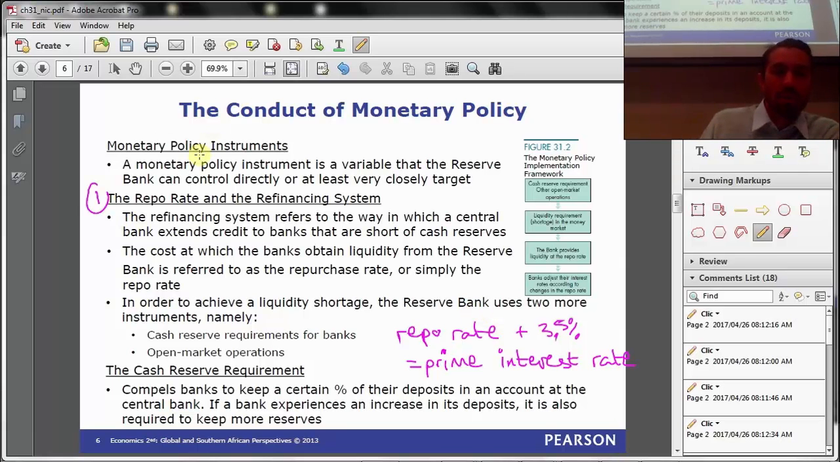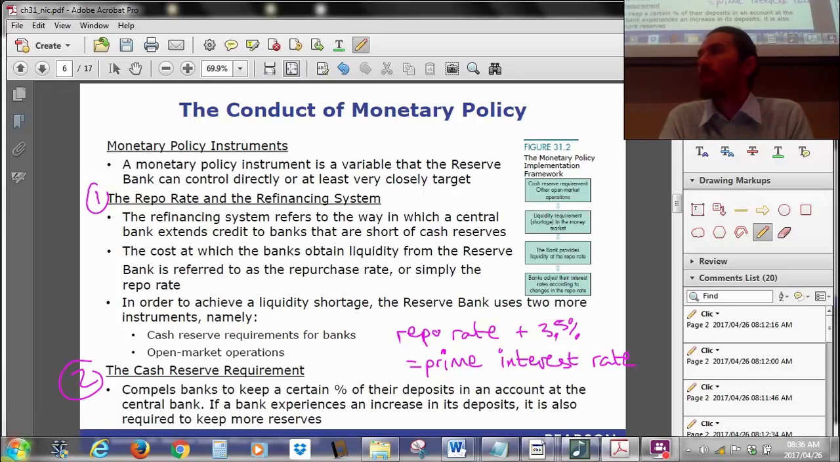Okay, so instrument number 1, repo rates. Instrument number 2, the cash reserve requirement. Anyone else got any other questions about that? No? Okay.